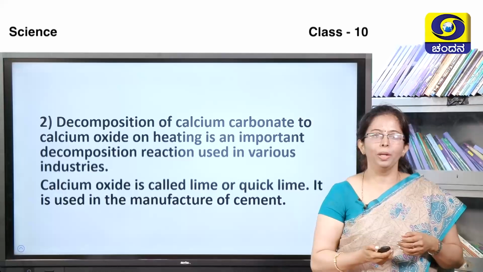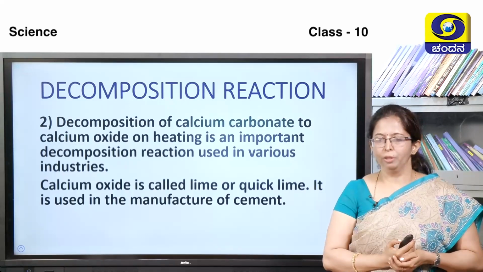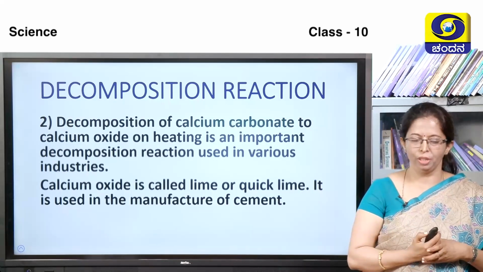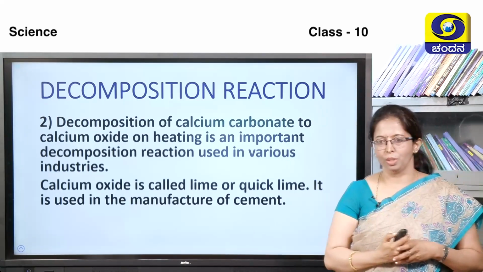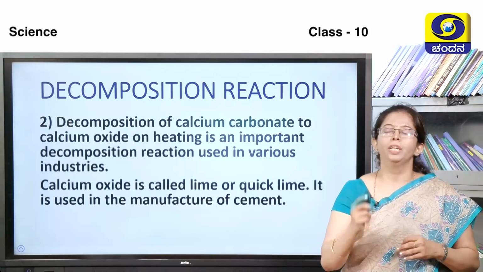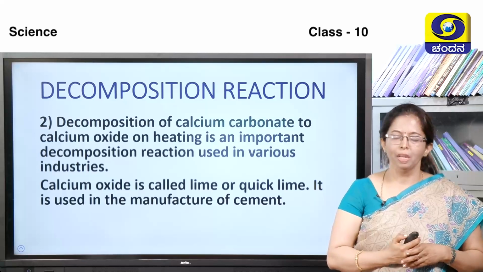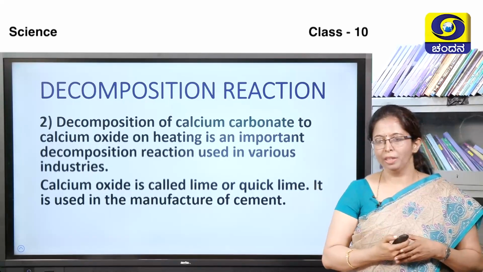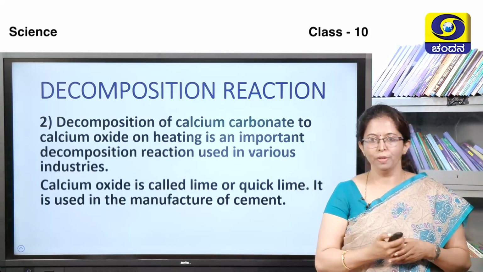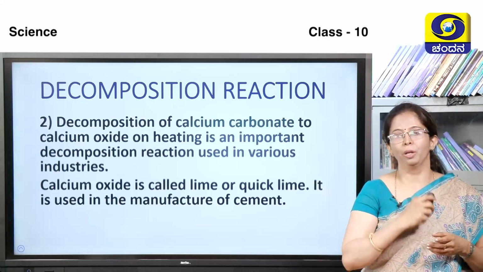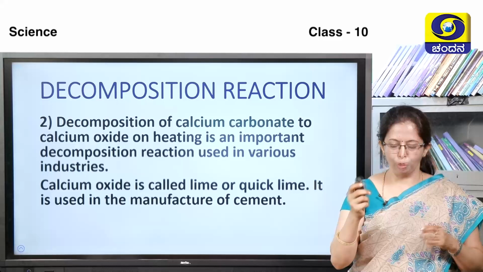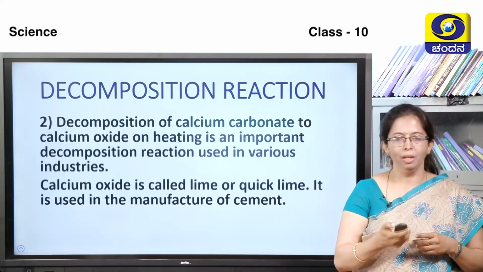Moving on to the next one, decomposition of calcium carbonate to calcium oxide on heating is also another very important decomposition reaction. It is used in various industries. Basically the CaO that is formed is called lime or quicklime. It is used in the manufacture of cement. Cement, as we know, is an important ingredient especially for building purposes. So, hence calcium oxide is used in the manufacture of cement. The decomposition of calcium carbonate into calcium oxide, CaO plus CO2, is an example of a decomposition reaction.